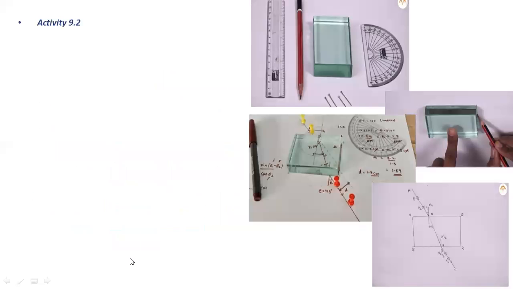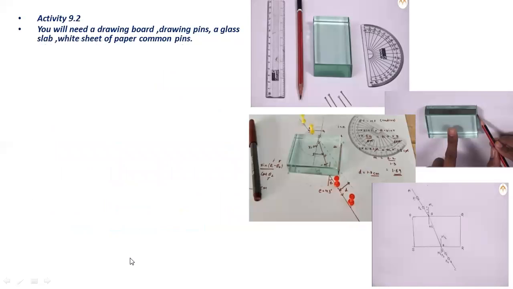To understand this activity, or this refraction, we'll do another activity. For this activity, we need a drawing board, drawing pens or common pens, a pencil, a scale, a white sheet, a glass slab, and a protractor or D. Then the procedure is to fix a white sheet of paper on a drawing board.